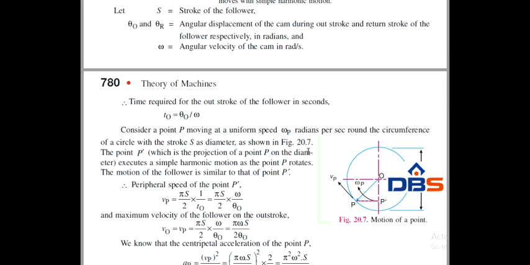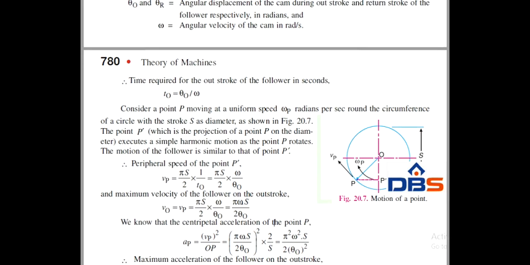Consider a point P moving at uniform speed ωp around the circumference of a circle with the stroke S as diameter. The peripheral speed of the point is vp = πS/2 × 1/to, that is equal to πS/2 × ω/θo. And the maximum velocity of the follower on the outward stroke is πωS/2θo.